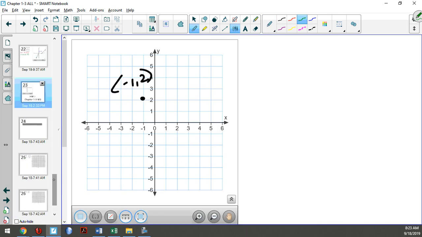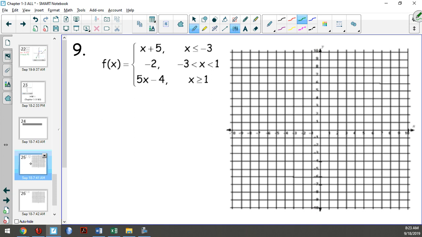Okay, let's do number 9. So how do I do number 9 on last night's homework? What do I do? I need to graph x plus 5. So if I'm graphing x plus 5, what am I starting off with? 0, 5. So I'm going to start at 0, 5, 1, 2, 3, 4, 5. That puts me here. And I'm going to literally do what? Up one to the right one. Everybody do that.